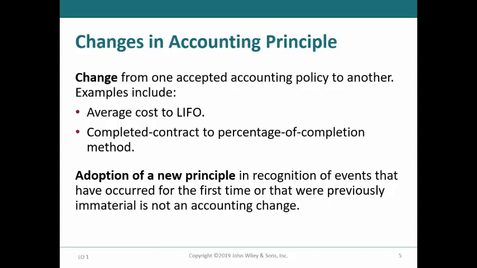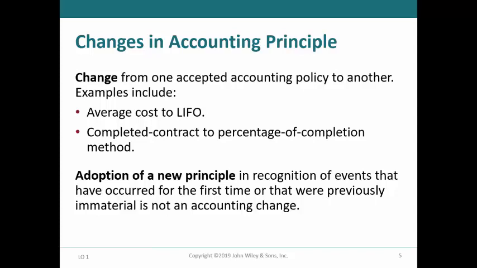A change from a principle that is not accepted, such as the direct write-off method of accounts receivable, to an accepted method like allowance for bad debts is not considered to be a change in accounting principle. This is considered an error correction, which we will discuss later on.